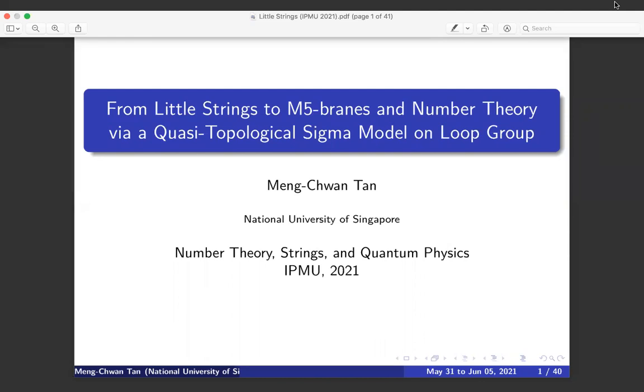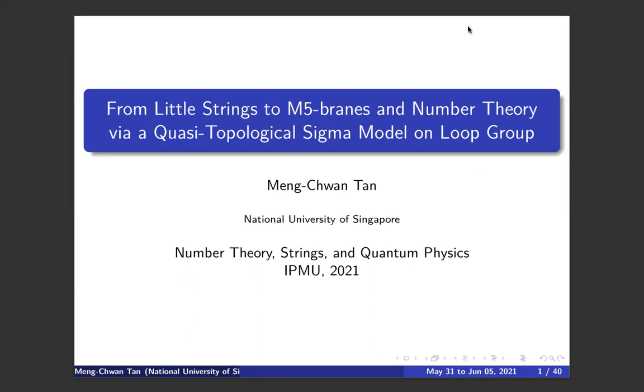As Kentaro mentioned, I'm going to talk about this title, From Little Strings to M5-branes and Number Theory via a quasi-topological sigma model on loop group. Well, it's a mouthful, but not to worry. The ideas are pretty straightforward, and I'm pretty sure you understand most of what I'm saying.